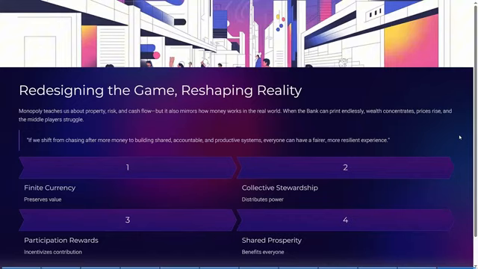So you go to a finite currency, which can preserve value. You have collective stewardship, which distributes the power. You have participation rewards, which incentivize true contribution. And then you go to shared prosperity, where everyone can benefit in a game and system like this.